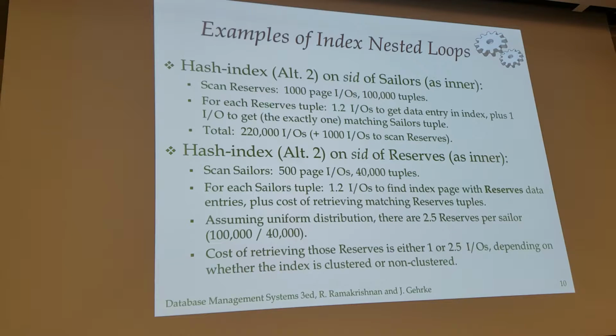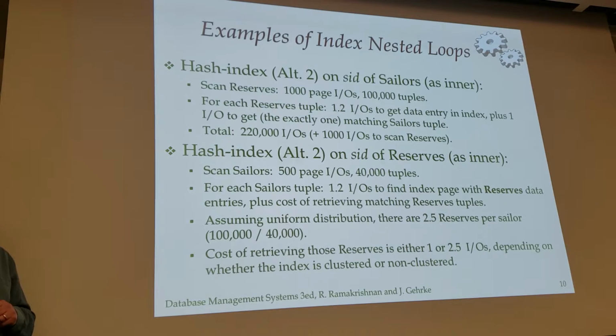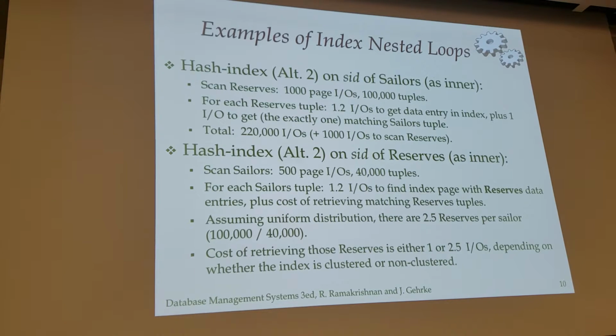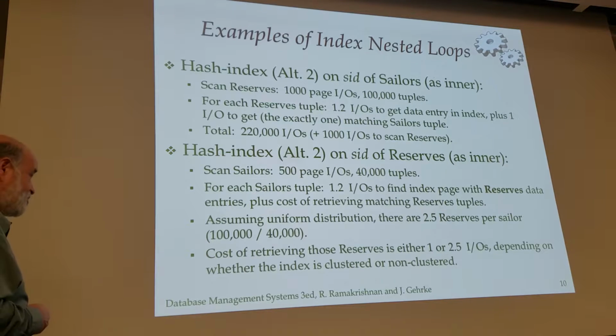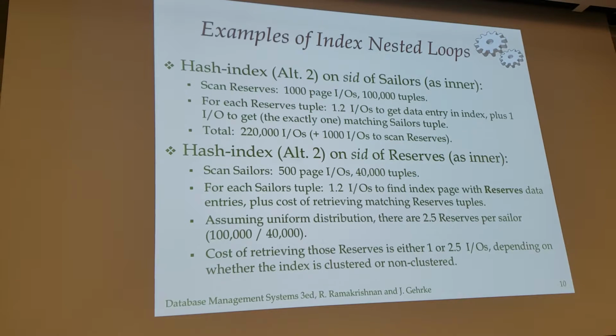If you assume uniform distribution, which by the way is an unreasonable assumption, right? The reasonable assumptions make this much more complicated. So we're making an unreasonable assumption that distribution is uniform. There are 100,000 reservations, there are 40,000 sailors, so on average, a sailor has 2.5 reservations. How the sailor got the half reservation, I'm not gonna justify. But there are 2.5 reservations on average per sailor, okay? And so for each sailor, it's gonna be 1.2 IOs to be able to find the RIDs in the hash table of the SIDs of the corresponding reservations, right?